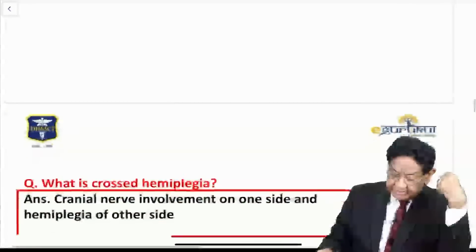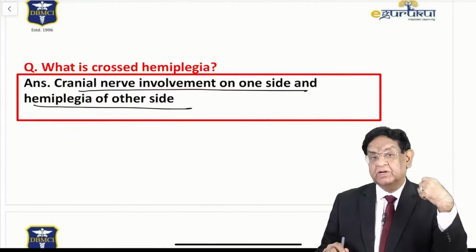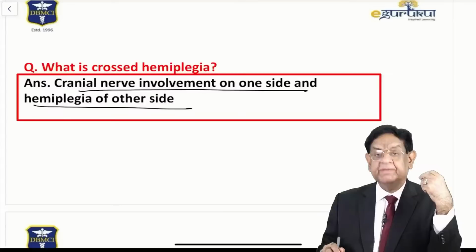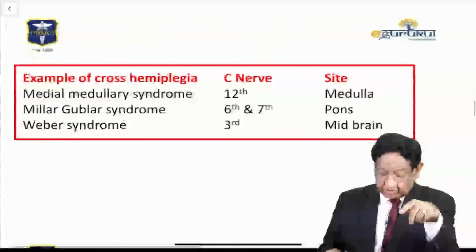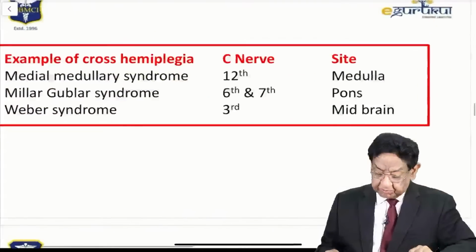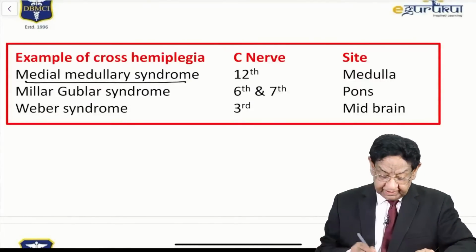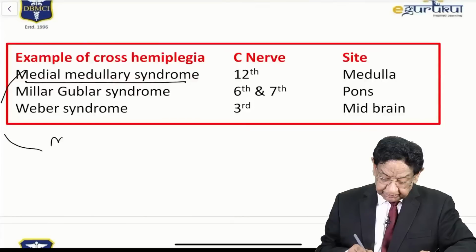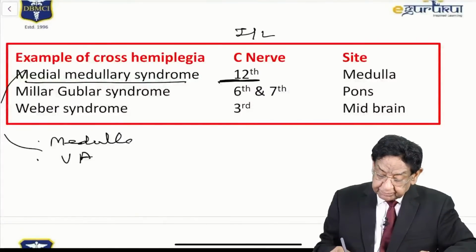Well, the right answer is cranial nerve involvement of one side and hemiplegia of the other side is called crossed hemiplegia. And this is the definition. But what is more commonly asked is: what are the causes of crossed hemiplegia? What are the syndromes where we have this problem? It is medial medullary syndrome. We are all well aware. This is seen in the lesion in the medulla. Artery involved is vertebral artery. In this, ipsilateral 12th nerve palsy and contralateral hemiplegia will be there, site will be medulla.